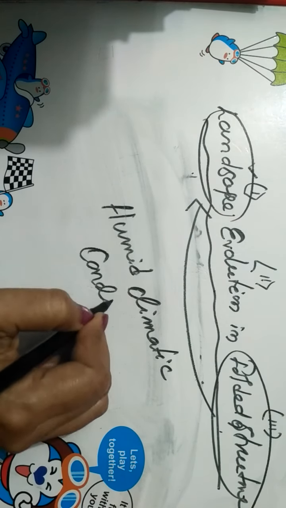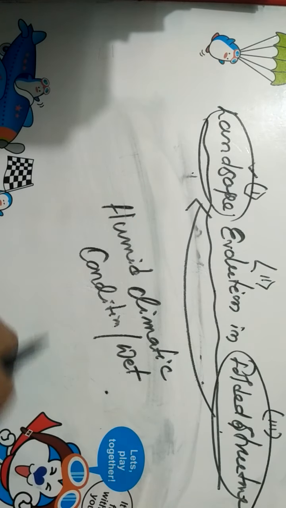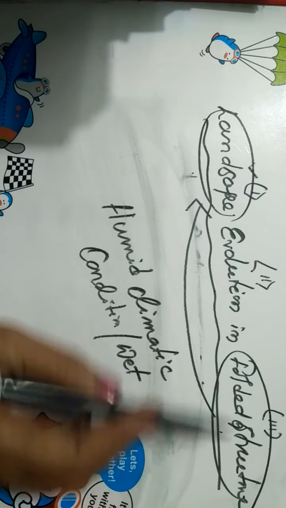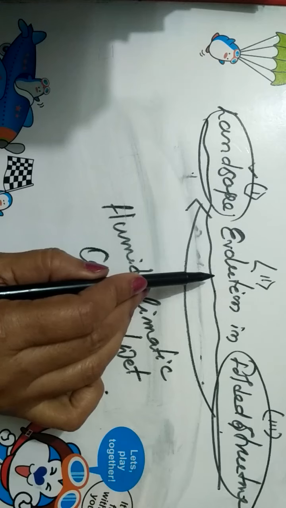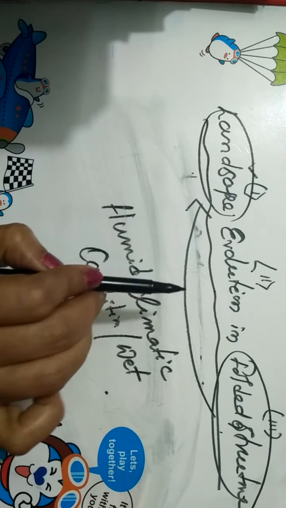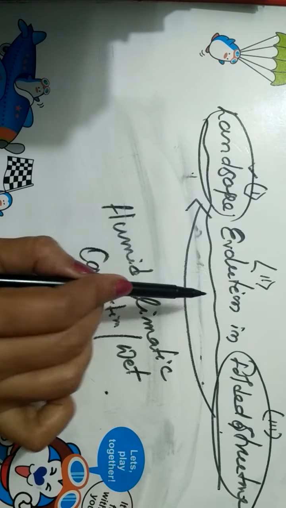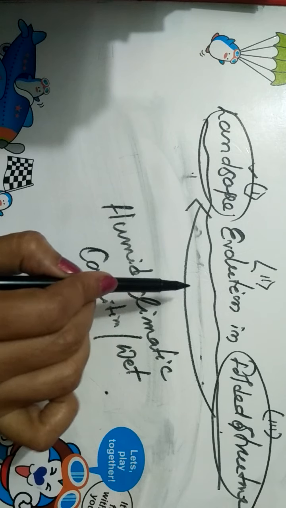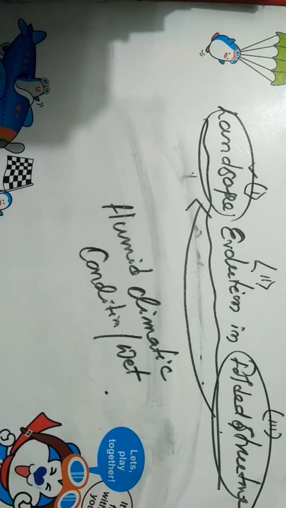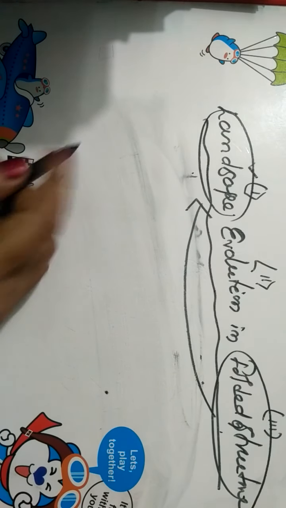Rather wet climatic condition, rather even in monsoon climatic condition, this kind of landscape evolution in folded structure is very common, because here the surface runoff acts as an agent of erosion. Landscape evolution takes time. 1 unit of landscape evolution is equivalent to 1 million years.